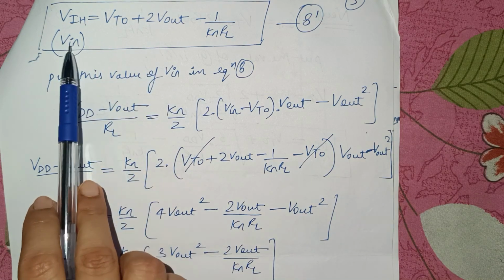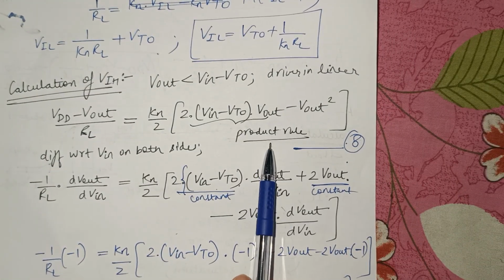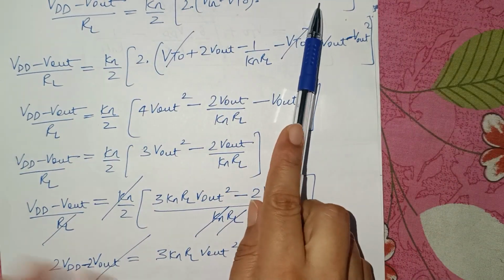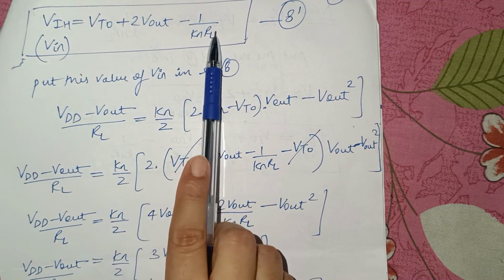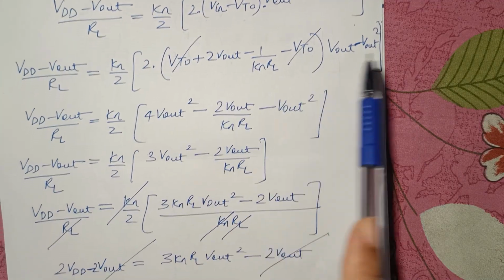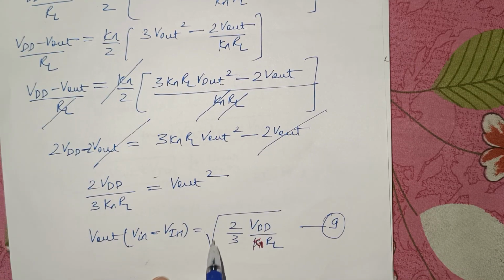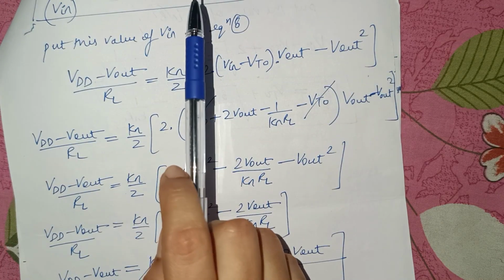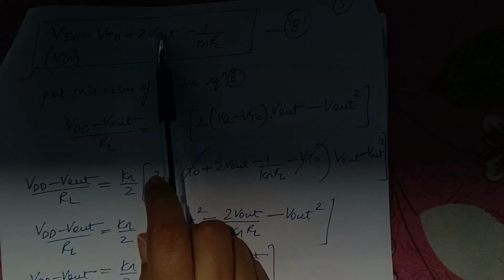We can put this value of V in into our equation number 8. When we put this in, here we write V in as VTO plus 2 V out minus 1 by KNRL, and then we will solve it. When you solve it, you will get that V out is coming to be root of 2 by 3 VDD by KNRL. And if you put it in this equation for VIH, then you will get VIH in terms of known parameters, not in terms of V out.